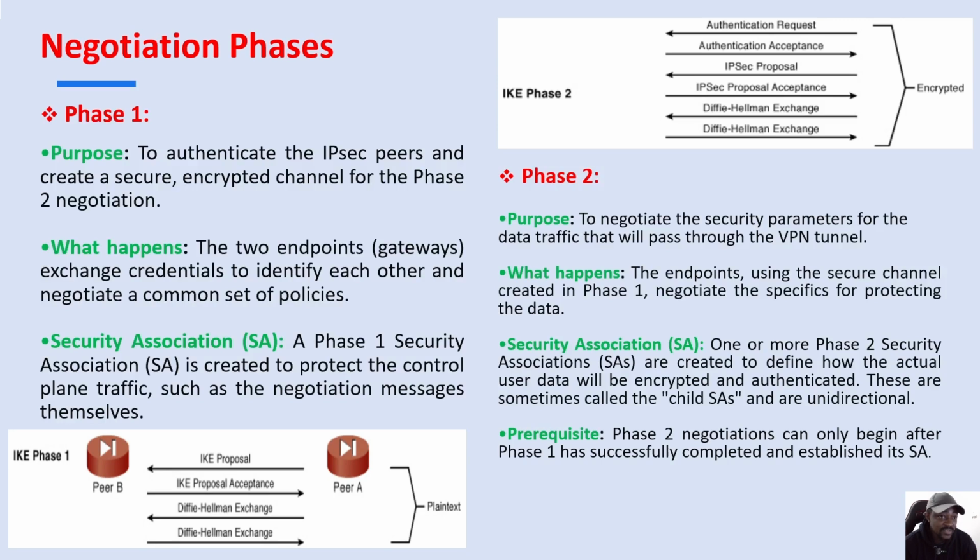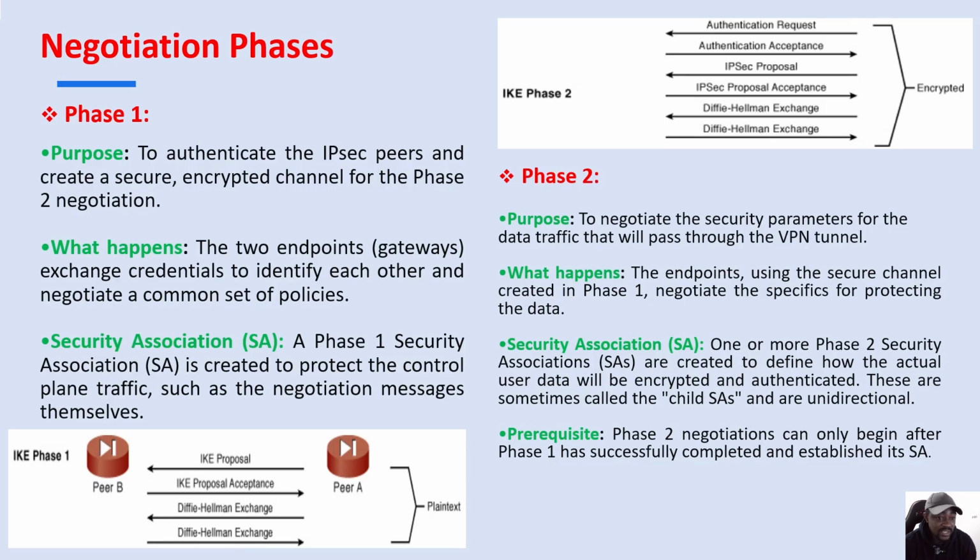Talking about negotiation phases, as we said, we have two phases. Phase one is to authenticate the IPsec peers so that we can create a secure encrypted channel for the phase two negotiation. Before phase two is initiated, phase one needs to be completed. During phase one, the two endpoints through their gateway will exchange credentials, identify each other and negotiate a common set of policies. The policies will be like, okay, I would like us to use this encryption protocol. He will say, I would like us to use this algorithm. The two ends will exchange the information, and if all is good, phase one will be established.